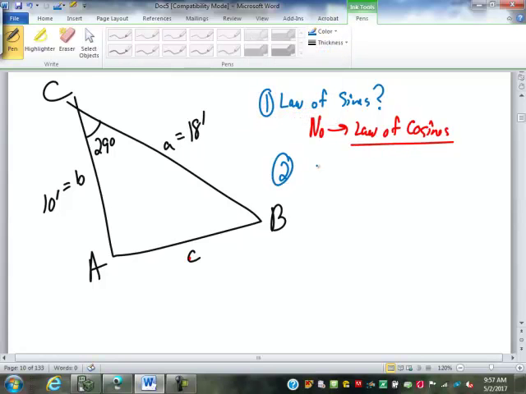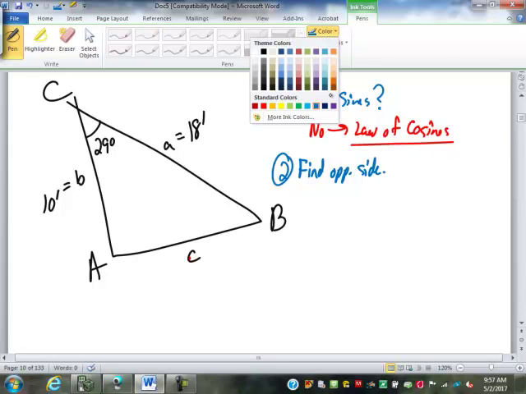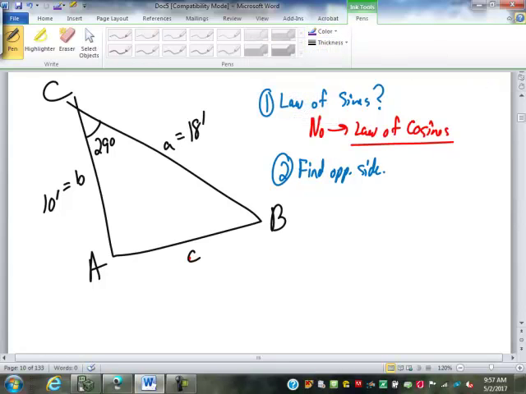So now you're right. We find the opposite side, right? How do we do that? In fact, before you answer that, in your notes, find that opposite side. Which side is the opposite side here that we're looking for? C. So we're going to find side C. So write out the formula for that in your notes and find it, and we'll talk about it in a minute.